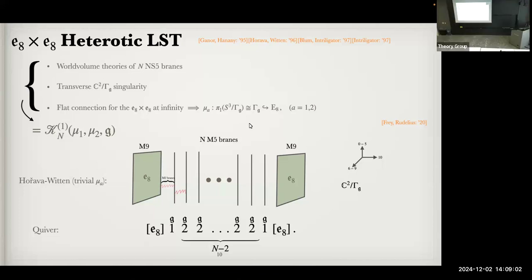Oh, I see. So what does that flat connection mean? So you can think of it as a boundary condition for your bundle once you have this sort of C2 mod gamma G type space. If you have a bundle over a non-compact space like this, you have this boundary choice for the connection for the E8 times E8. So you have these two choices here for each of the E8s. I see. But yeah, this is a good point.